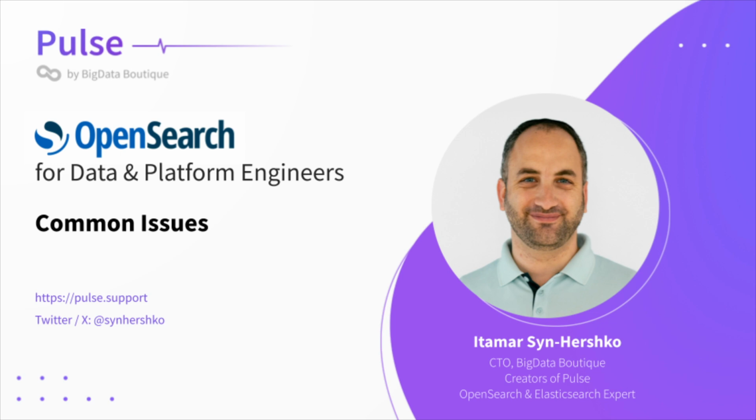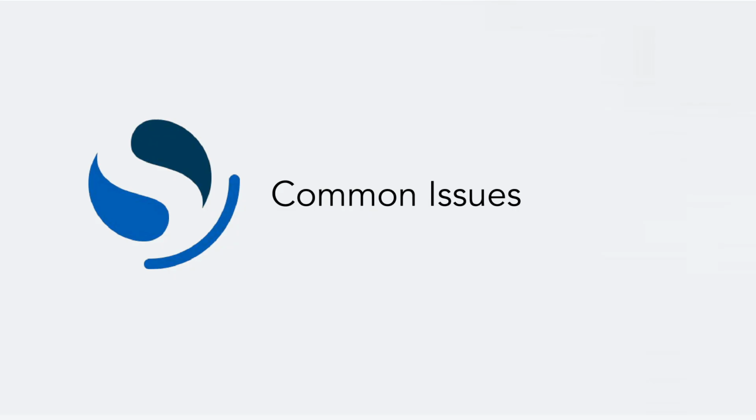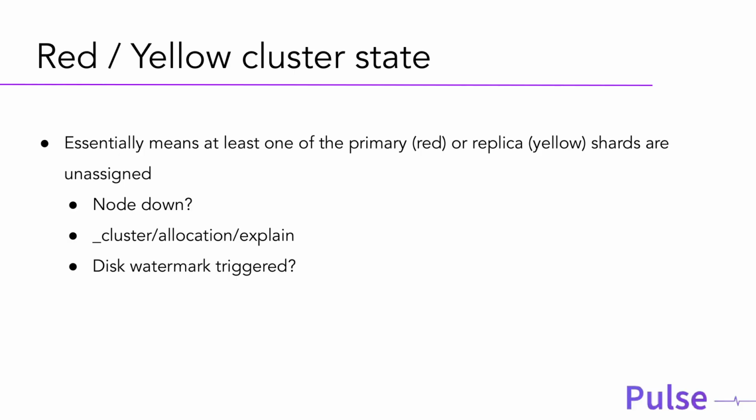Okay, let's go through some common issues that we often see and the ways to deal with them. When Pulse gets a notification about the cluster turning yellow or red, it will do a lot of root cause analysis to find the reason why that happens, and it will suggest the steps to take. There are a lot of reasons. Sometimes it's configuration reasons, sometimes it's performance or infrastructure reasons, a node went away, things like that.